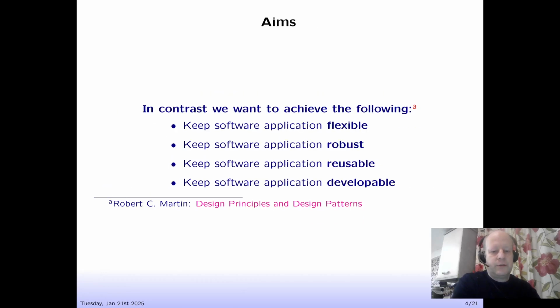And the corresponding software development principles are basically, instead of rigid, to have flexible software. So we want to achieve that the software over time stays flexible, that it stays robust as opposed to fragile. And we want the software to be reusable as opposed to immobile. And instead of viscosity, we want software applications to be developable.